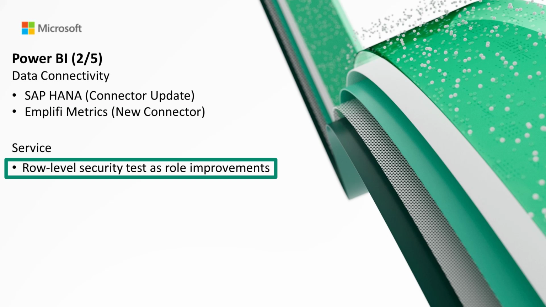Moving on to the service, we have row-level security test as role improvements. We've listened to your feedback about the row-level security test as role experience in the service and have made several improvements this month, including we've added a new drop-down allowing you to choose and test any report connected to the dataset. You can now easily see important permissions details pertaining to a specific individual while role testing for that person. And also, we've improved our warning and error messages.